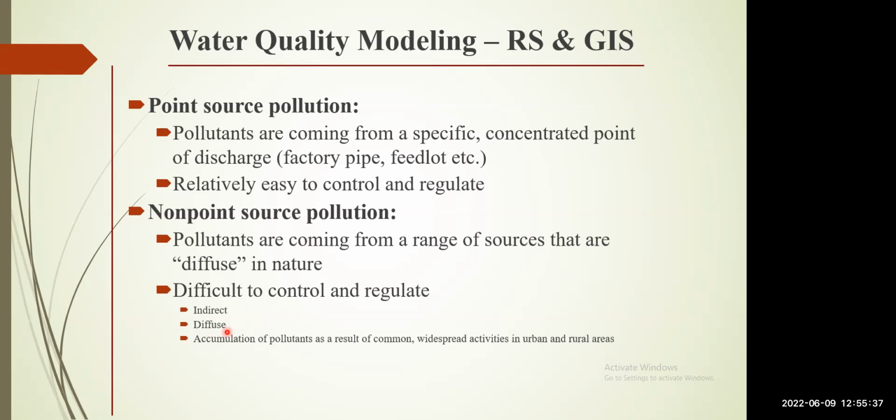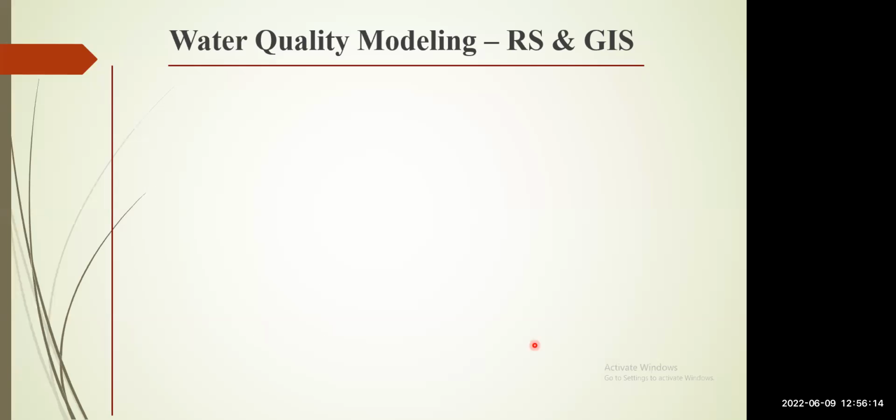It's diffused because, like we took the example of industrial water, but if we have a residential area connected with the industrial input, how can we differentiate between both areas? So flow accumulation of pollutant is a result of these widespread activities in urban and rural areas. That is one way the flow accumulation of pollutant can be modified and also differentiated between two areas.